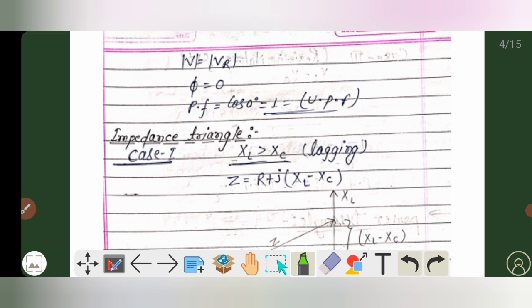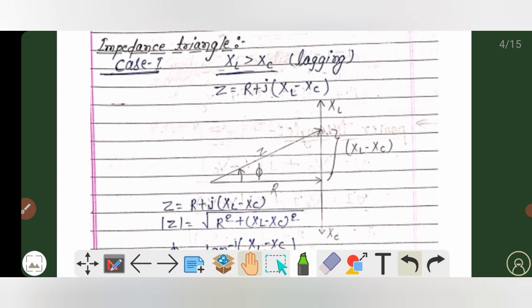In the same way, if you want to draw the impedance triangle in case of a series RLC circuit, then there will be basically 3 cases. We will now discuss all the cases one by one. In case of the impedance triangle, as you can see here, this is case 1. In case 1, XL is greater than XC.